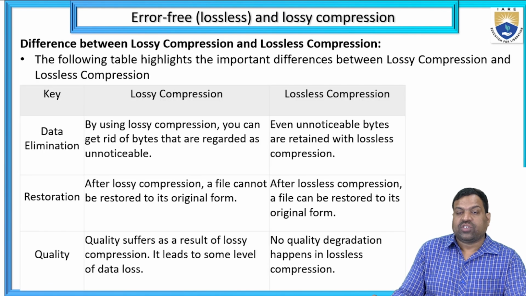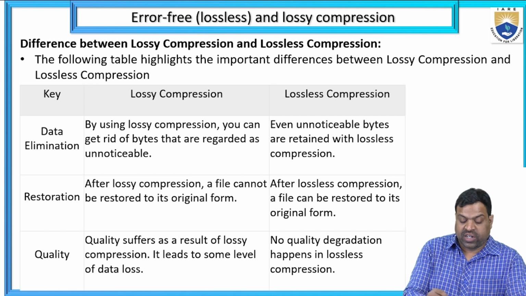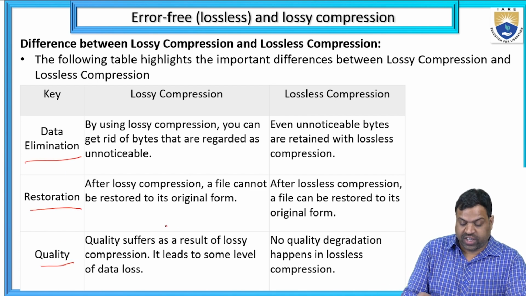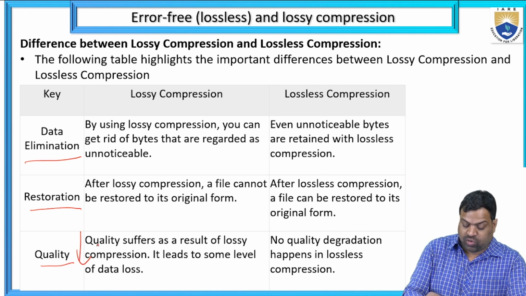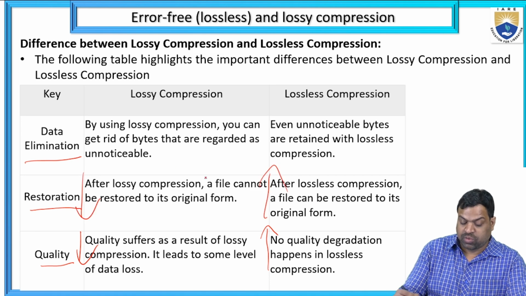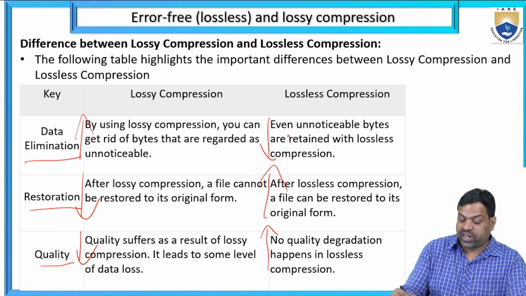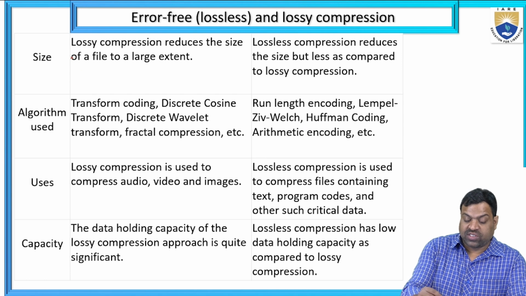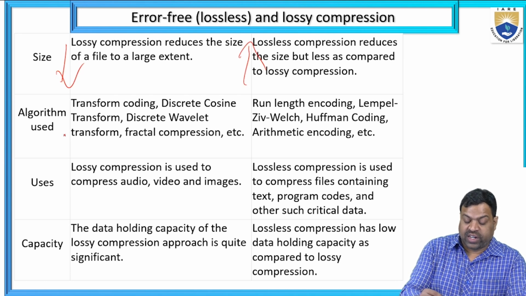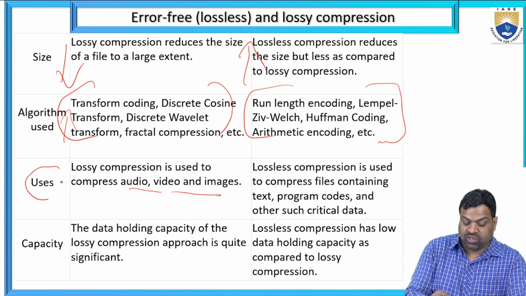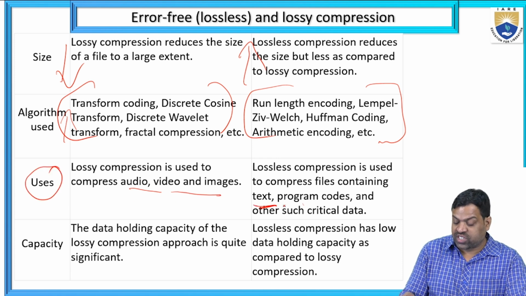So what are lossy and lossless? These are the key points of lossy and lossless: data elimination, restoration, and quality. In lossy, the quality is not good. Here the quality is good. Here restoration is not possible. Here restoration is possible. Here data elimination is there. Here no data elimination. So size is very small, size is increasing, and algorithms are used. Yes, we are using some algorithms here also, but the uses differ. Audio, video and images are the uses of lossy, and lossless means text and program codes.